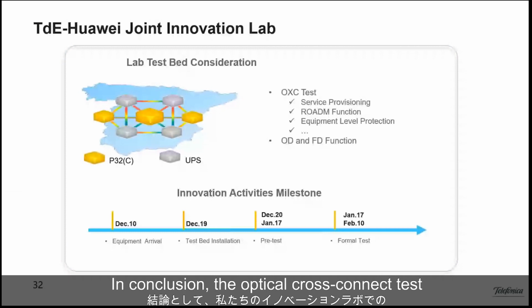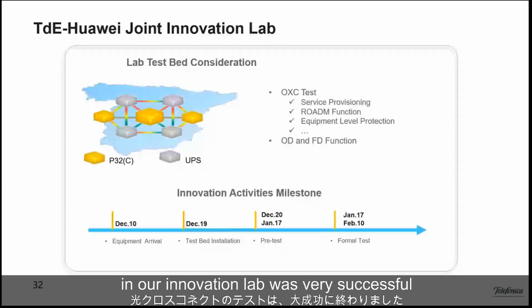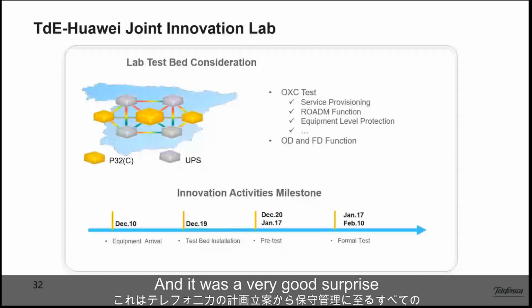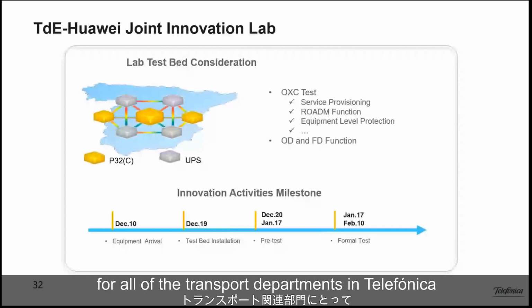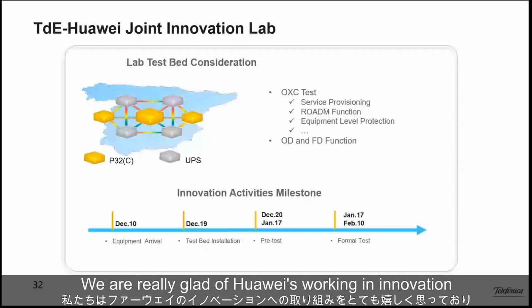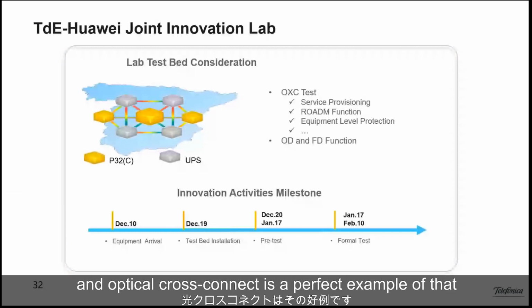In conclusion, the optical cross-connect test in our innovation lab was very successful. We have seen a product ready to the market, and it was a very good surprise for all of the transport departments in Telefonica, from planning to maintenance people. We are really glad of how Huawei is working in innovation, and optical cross-connect is a perfect example of that.